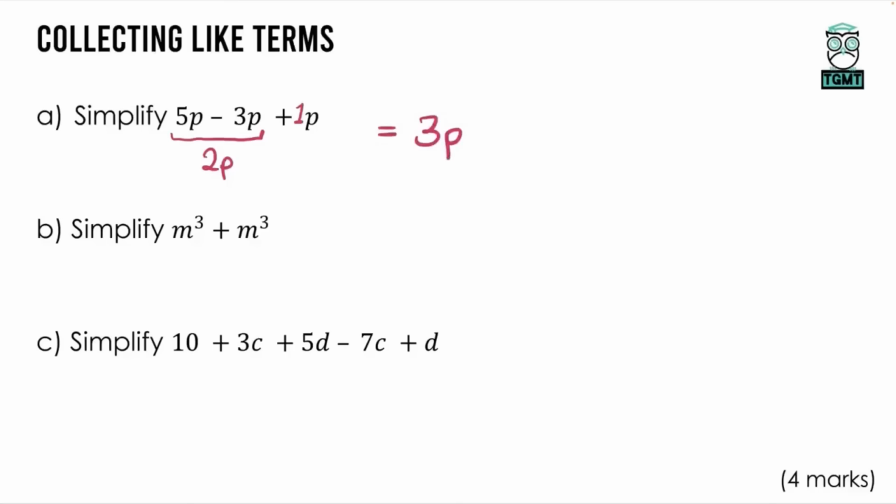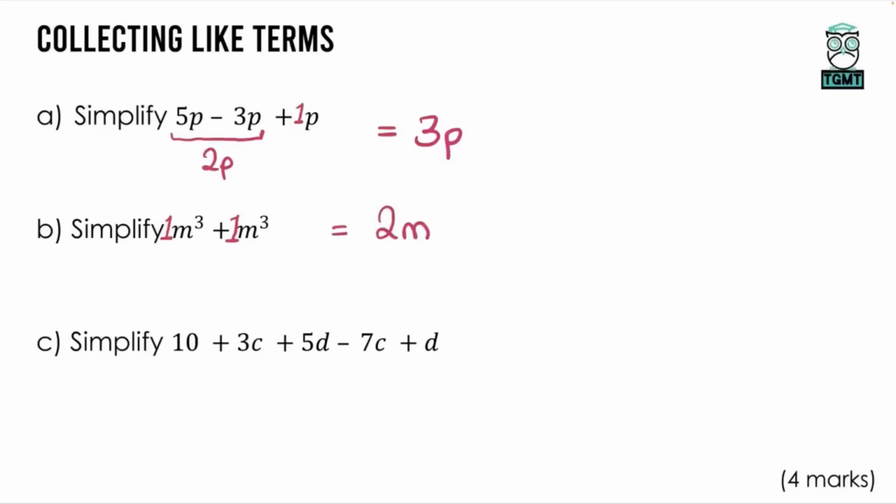For the next one, we have m cubed plus m cubed, and again, the fact that these don't have the secret ones written in front of them might accidentally throw us into thinking that this is an index law rule where we have powers. Now this is not all we are doing, we're collecting these, we're saying how many m cubes there are. Well, you can see there's 1m cubed plus another 1m cubed, and in total that is 2 lots of m cubed.